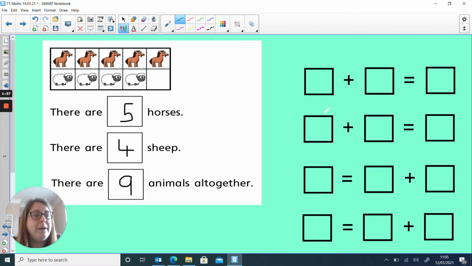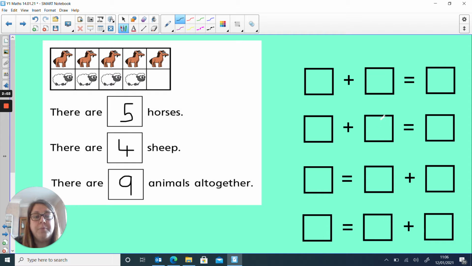So our job now is to complete 4 addition sentences with these 3 numbers. We're not making up any numbers, we're not putting anything we want in there, we can only use these 3 numbers. So I couldn't put 3 add 2 equals 9. That would be wrong anyway, but I can't use 3 and 2 because it's not there. The only numbers we're going to use are 5, 4 and 9. So we're going to make 4 number sentences.